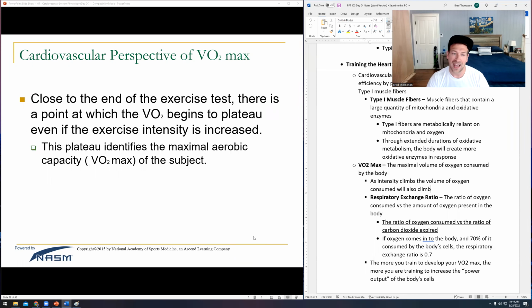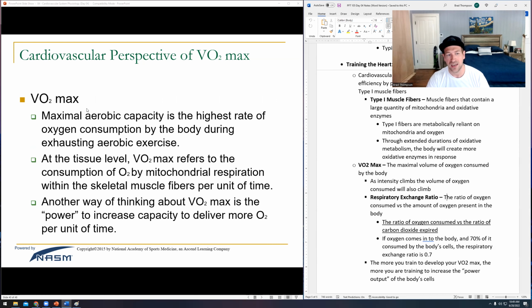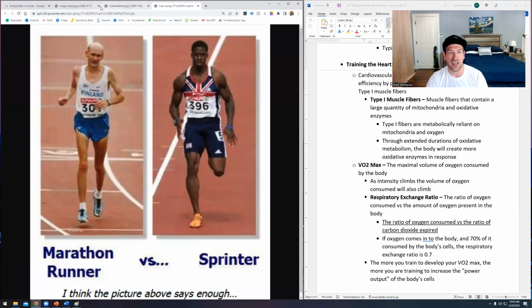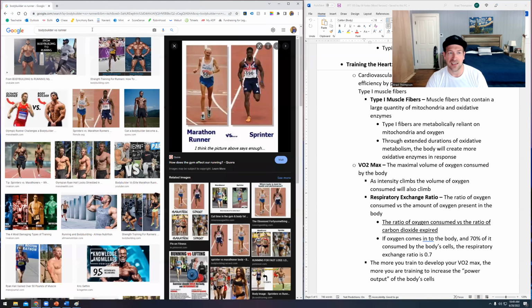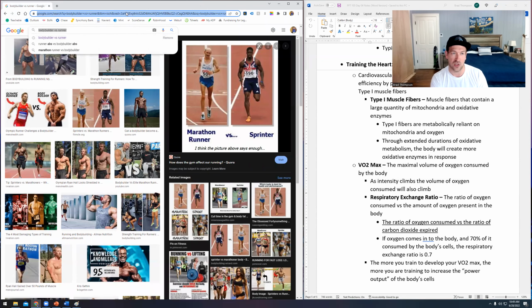So we want to have a very high VO2 max, a very high consumption of oxygen. As intensity climbs, the volume of oxygen consumed will also climb. We want to be able to consume as much oxygen as possible. One of the things we're going to look at is the VO2 max. The maximum amount of oxygen you can consume tells us how good a shape you're in. This is where we look at actually putting somebody on a VO2 machine.